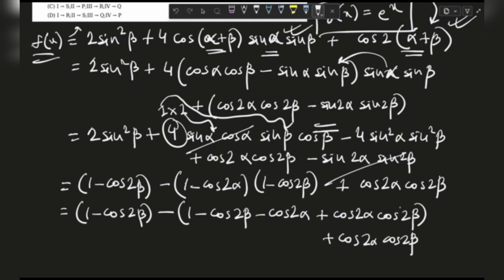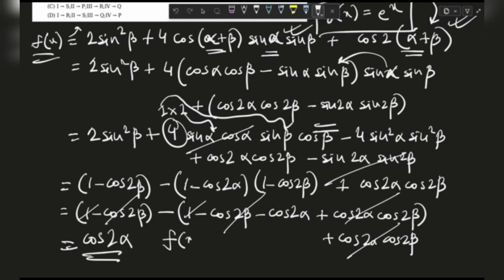So plus and minus, so this and this get cancelled, and minus minus plus cos 2 beta, so this and this also get cancelled. 1 minus 1, this and this also get cancelled. Minus and minus plus, so yeah, I was correct. This is cos 2 alpha. So our f of x is basically cos 2 alpha.